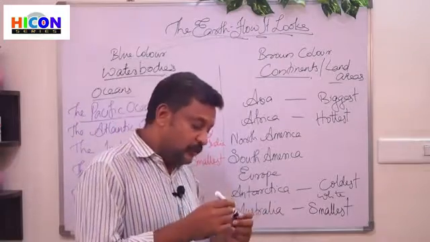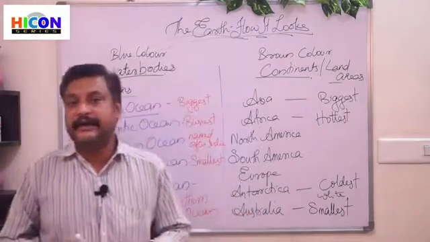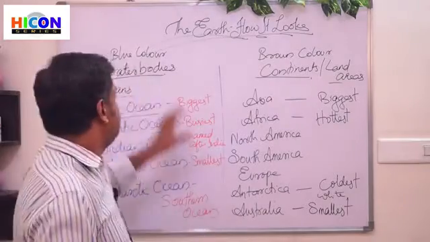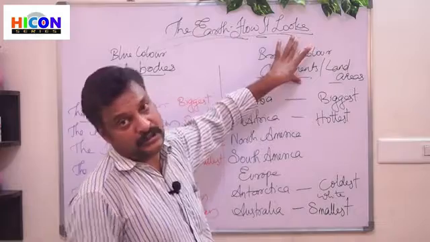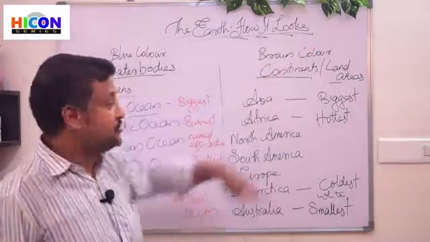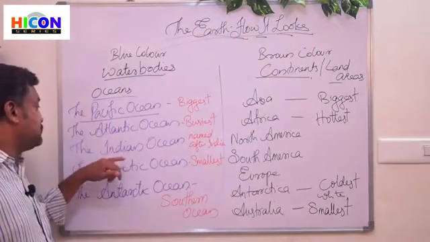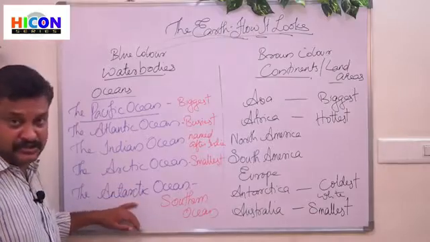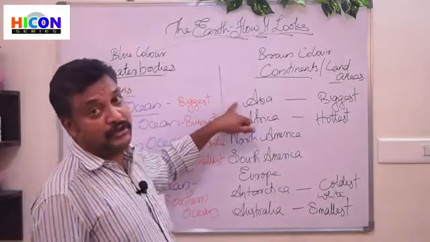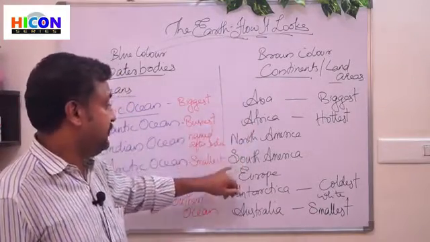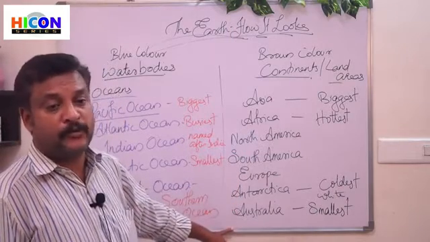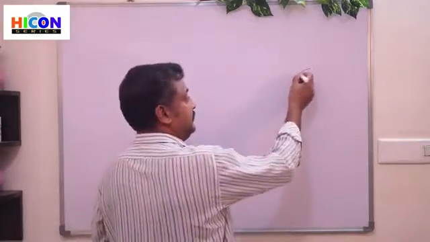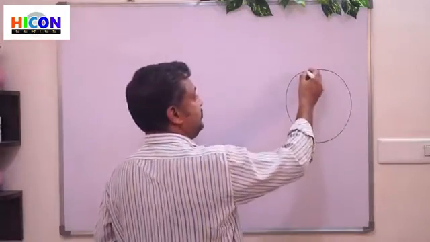Clear? So, the blue and brown colored areas on the globe are oceans and seas in blue color and land areas in brown color. The oceans are the Pacific Ocean, Atlantic Ocean, Indian Ocean, Arctic Ocean and Antarctic Ocean. The land areas are the continents Asia, Africa, North America, South America, Europe, Antarctica and Australia. Clear? So now we have seen that the globe is a spherical representation of the features of the earth.